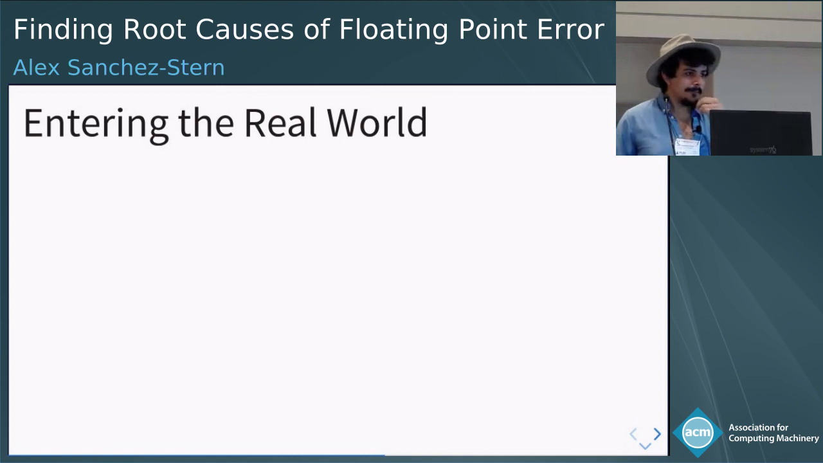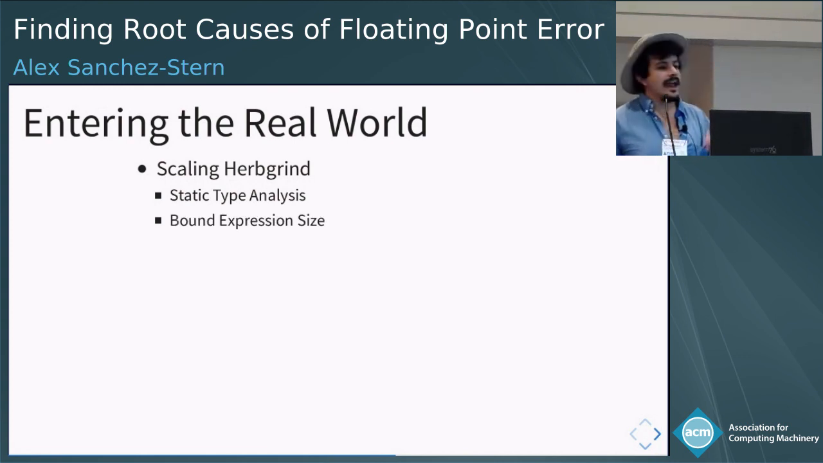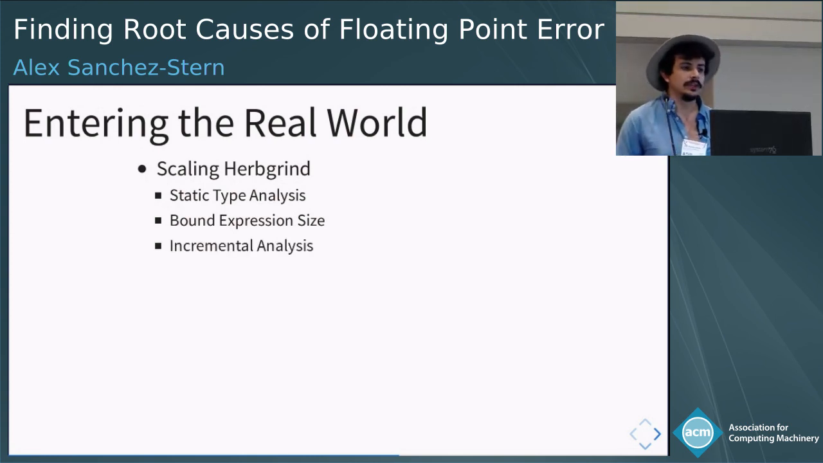So to allow it to scale, we used a few different tricks. We built a static type analysis, which can look over the binary code and figure out which values couldn't possibly be affecting floating point behavior so that we don't have to watch them. We'll bound the size of the trees we collect so we don't end up updating trees that are thousands of nodes deep. And we'll incrementalize our analysis so we only hold as much information as we need as we move along.